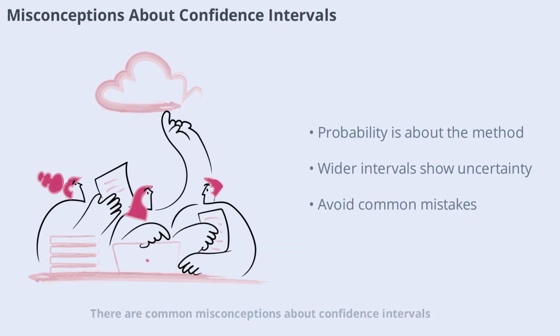There are common misconceptions about confidence intervals. One is thinking the interval contains the true value with a certain probability. In reality, the interval is fixed once calculated, and the probability refers to the method, not the specific interval. Another misconception is that wider intervals are always worse, but sometimes they reflect honest uncertainty. Understanding these points helps you use confidence intervals correctly.